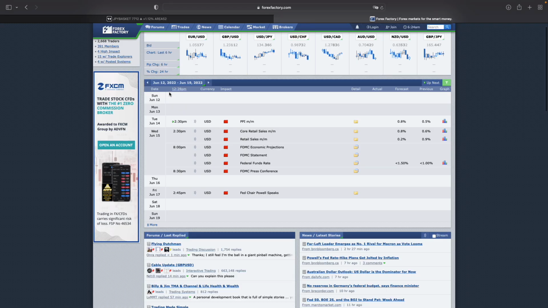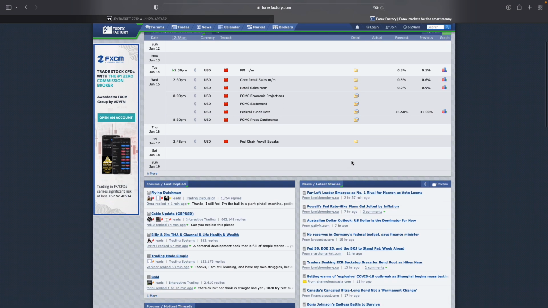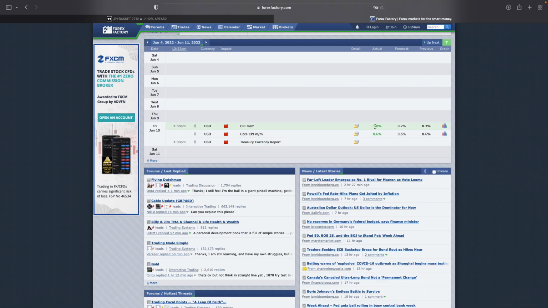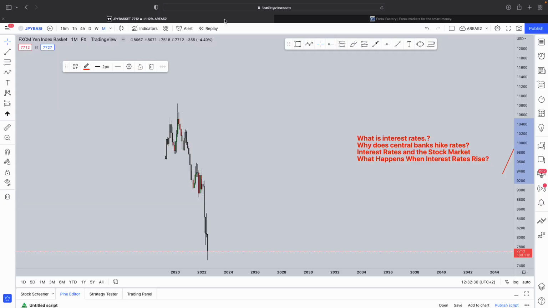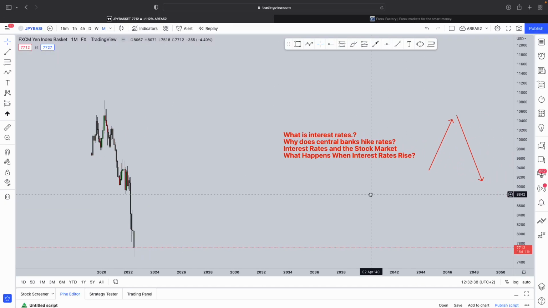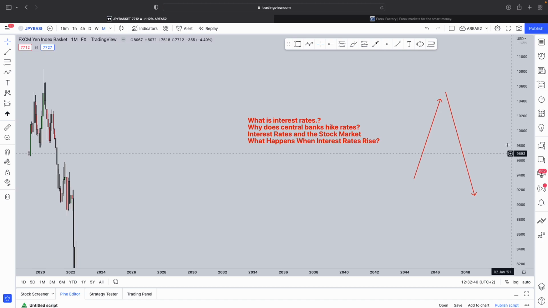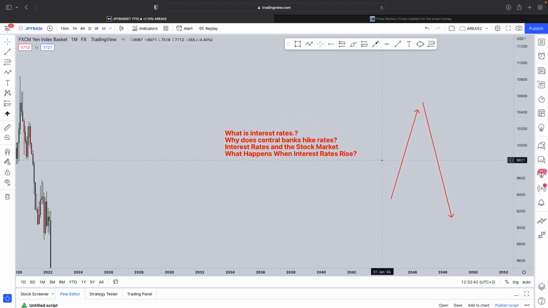Now, the CPI data, which we saw came out last week, Friday. It's called the Consumer Price Index, and this measures the price of goods and services. That also measures the consumer spending overall as well. Now, not to confuse you guys.